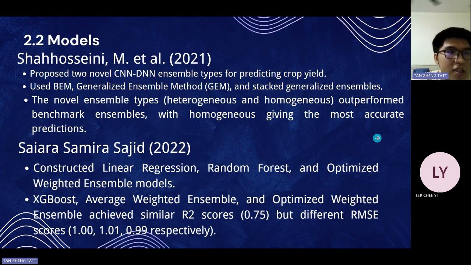In the study of Shah Hosseini, it proposed 2 novel CNN-DNN ensemble types for predicting crop yield. It used the BM generalized ensemble method, GM, and stack generalized ensembles. The novel ensemble types, heterogeneous and homogeneous, outperform the benchmark ensemble, with homogeneous giving the most accurate prediction.